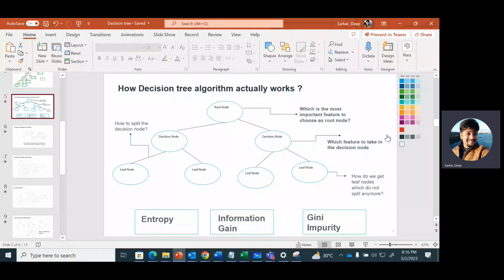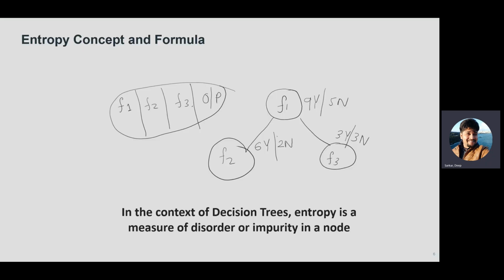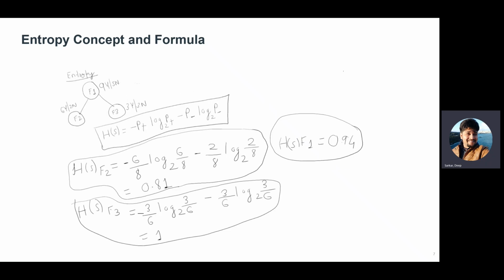So we had seen the concept of entropy. How is it calculated? What is the mathematical formula behind it? How is it actually used to measure the disorder or the purity of a particular node? We had seen for this particular split how the mathematical formula of entropy is used to calculate the entropy of each of the nodes, that's F1, F2, and F3.